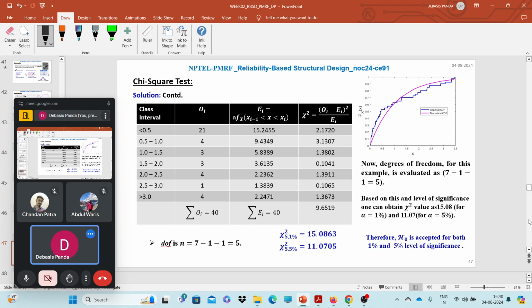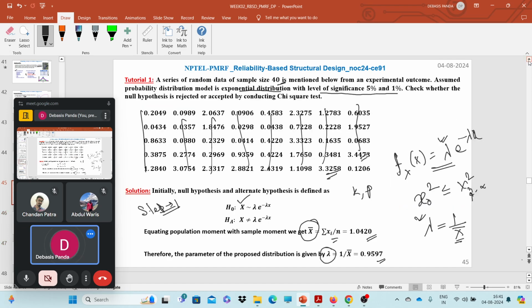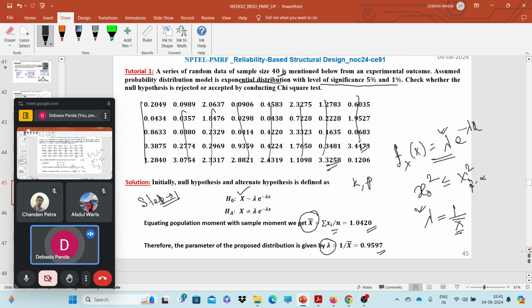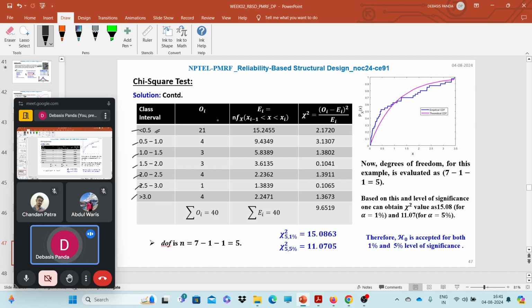Now what we need to do is perform the chi-square calculation. First, the class intervals: we have 7 classes, 1, 2, 3, 4, 5, 6, 7, right? And every class width is 0.5. So first, we need to find out how many data are less than 0.5. By bare eye it is quite difficult to find out how many values are less than 0.5, so MATLAB found it out: 21 values. So the observed frequency, Oi, for my data that falls in the class interval less than 0.5, is 21.